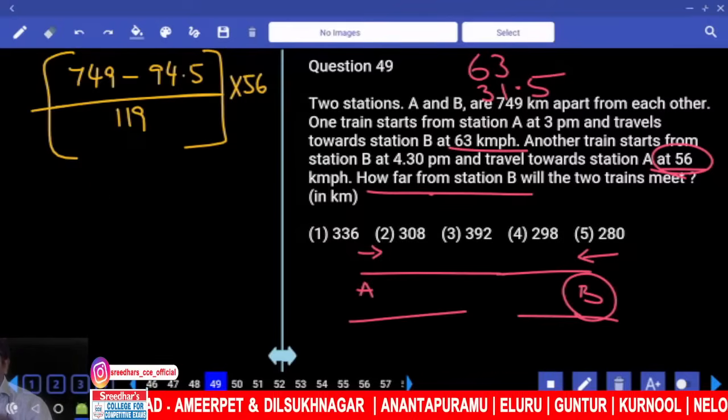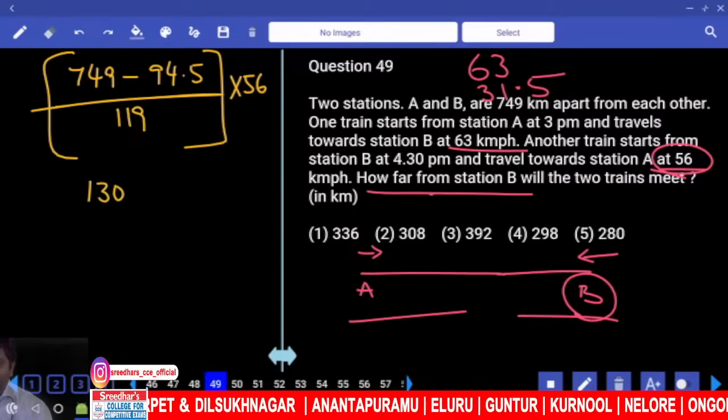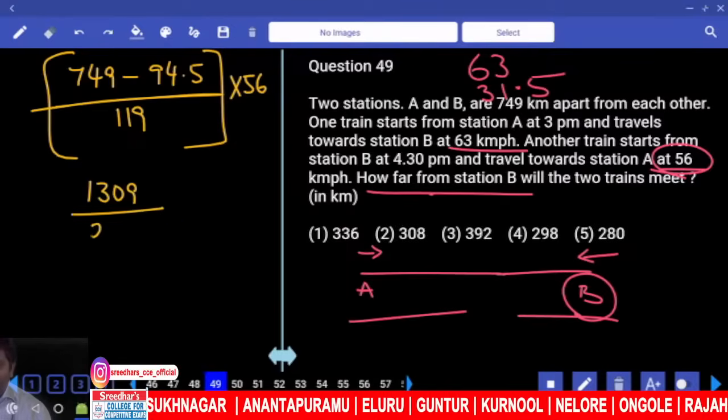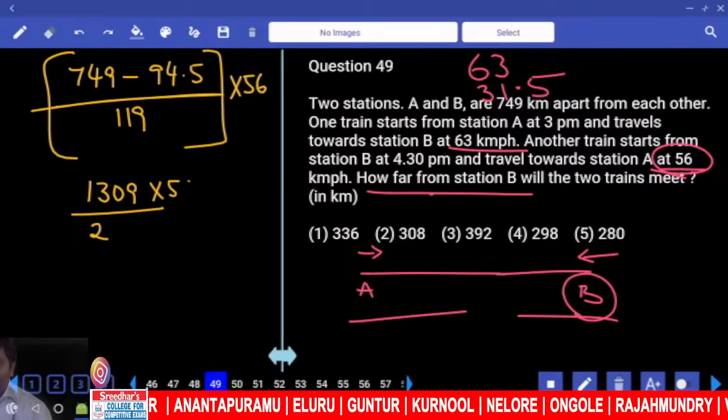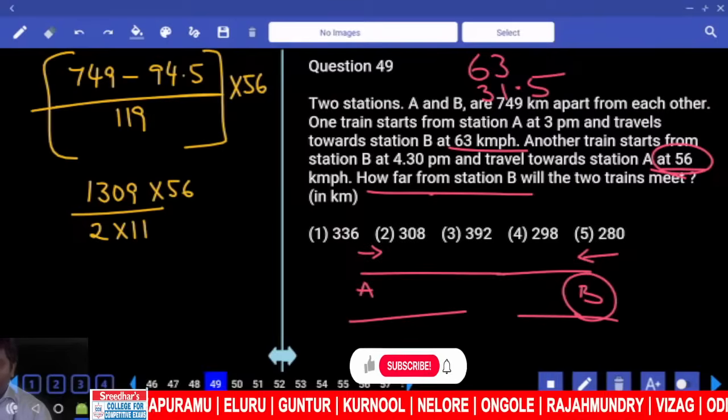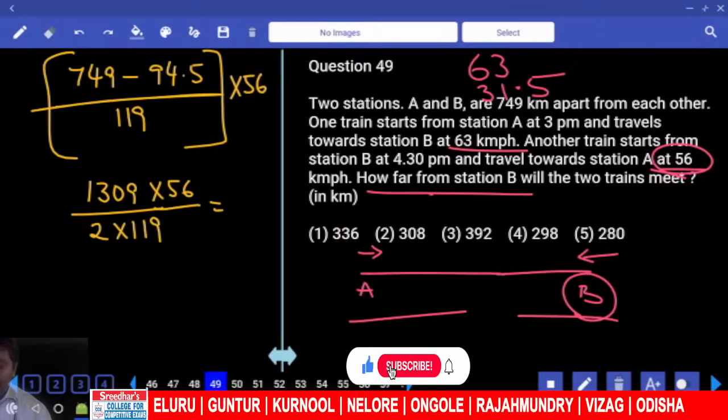The same I am going to convert as 1309 divided by 2, into 56, into 119. Correct?